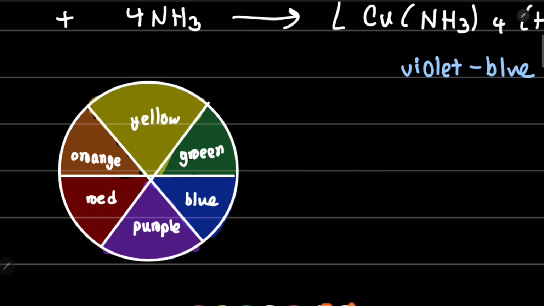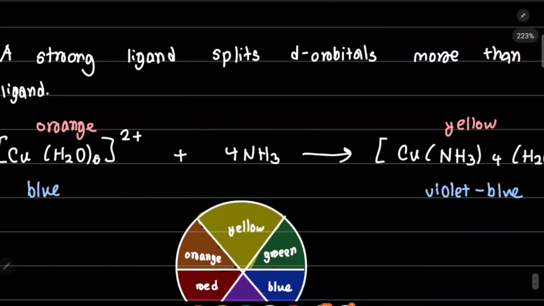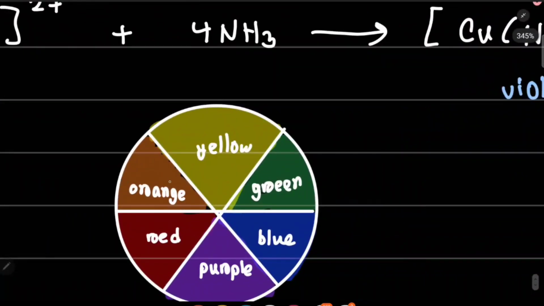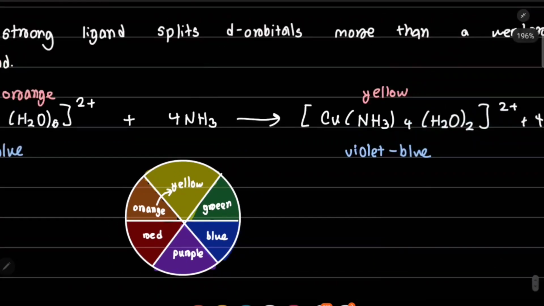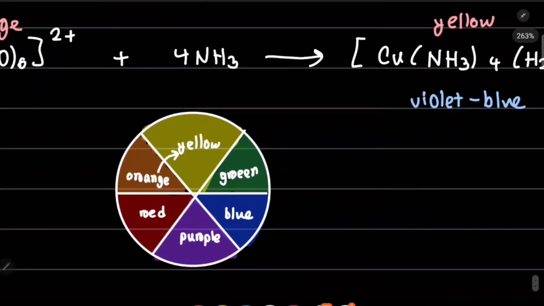If the energy gap increases, the light absorbed goes from red and moves clockwise. So initially it was absorbing orange, so from orange it moves clockwise and goes to yellow. So the absorbed light goes from orange to yellow, which causes the color we see to go from blue to purple.